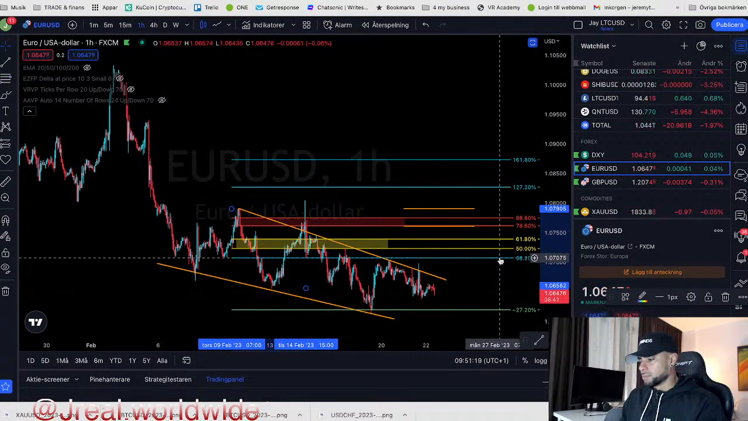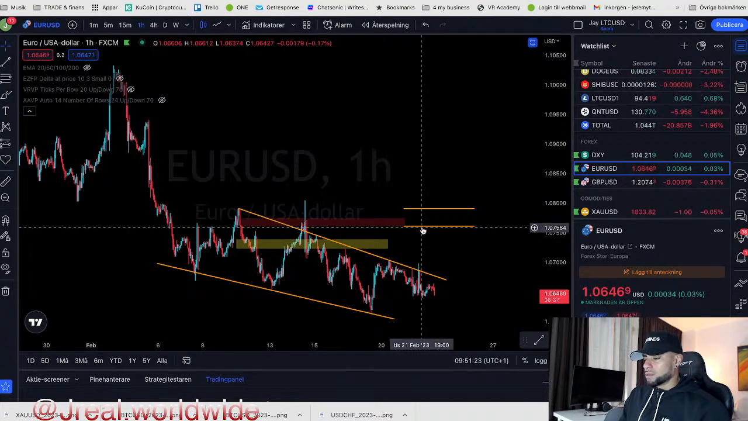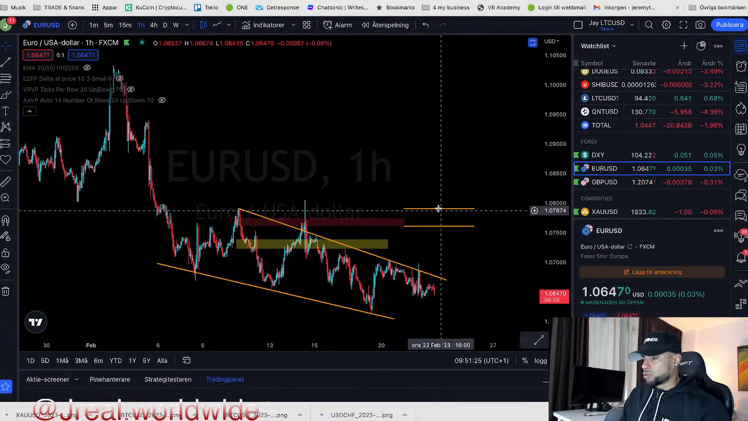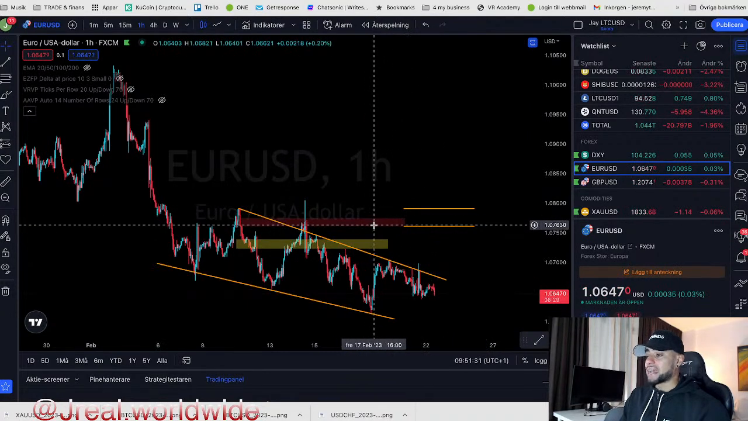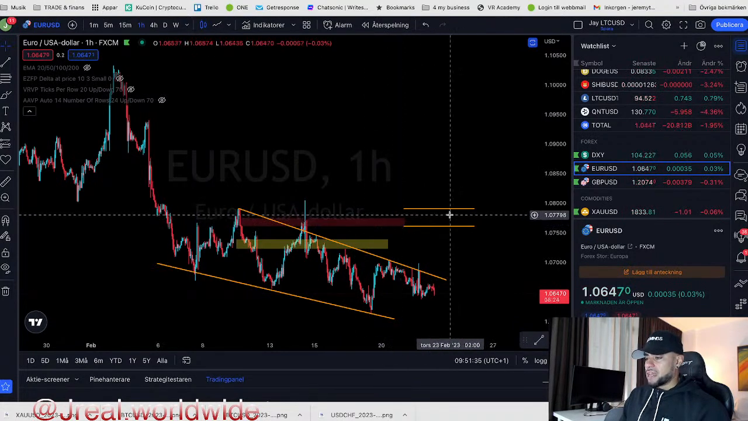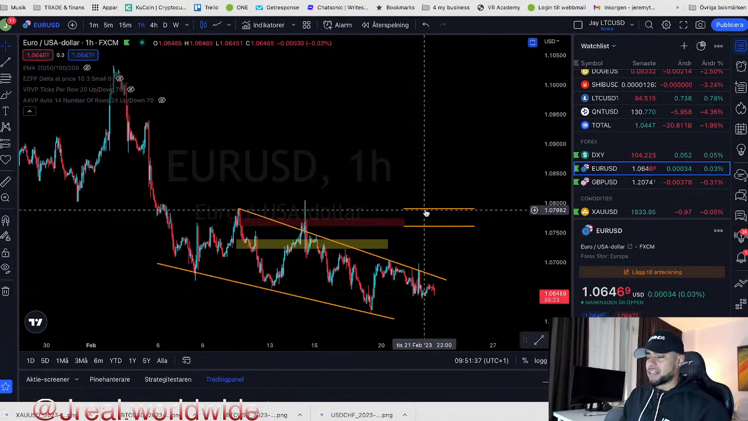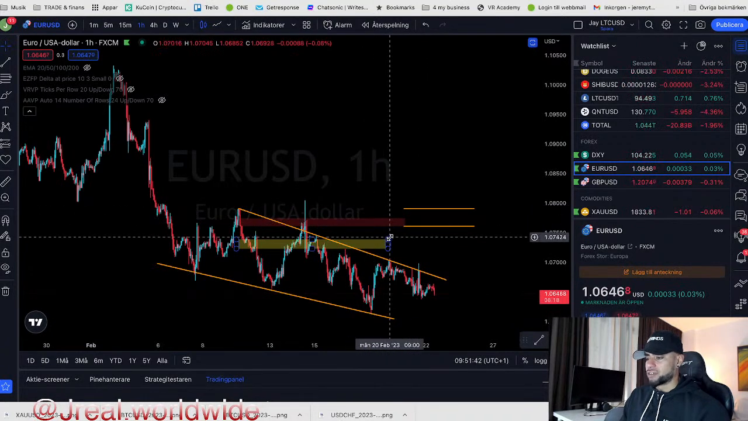Now, tell me, the entry for the deep crab, I don't remember if this was the deep crab or the cipher pattern, but for this harmonic pattern, the entry for the sell, where is it? Exactly at the supply zone. We got major supply here, and the other harmonic pattern gives us an entry for a sell exactly above that one, that pattern.